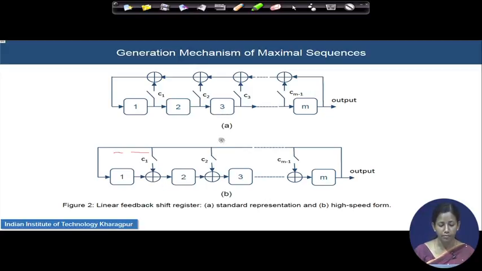In order to make the figure hardware friendly and to increase the speed of this implementation and the processing of the data through the feedback shift register, we come down to this high speed form, where all the feedback path is typically one value, and all the modulo 2 operators are shifted towards the inside, in between the path of the processing from one stage to the next.